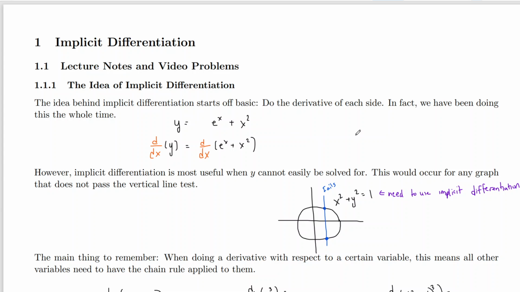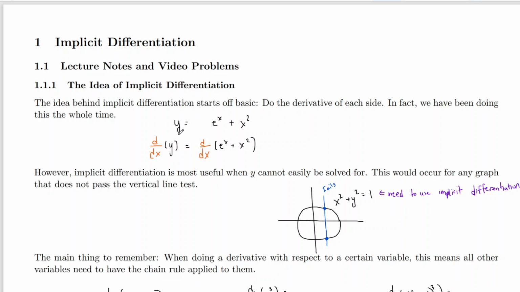All right, but I want to go ahead and start off with, what is implicit differentiation? What is the idea behind it? Well, the idea starts off very basic, for a lack of a better term. You do the derivative of each side of an equation. And what I always like to show is that you've been doing this the whole time.